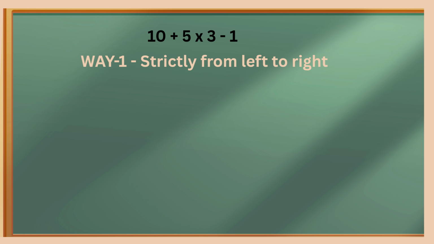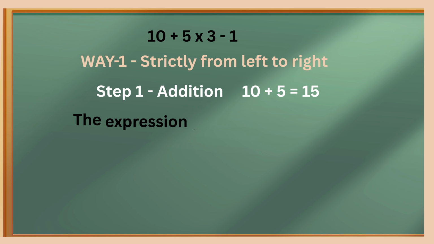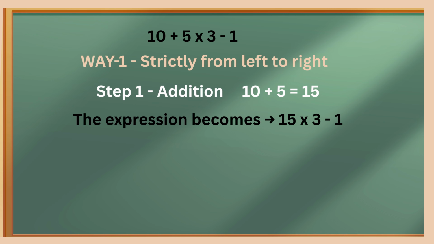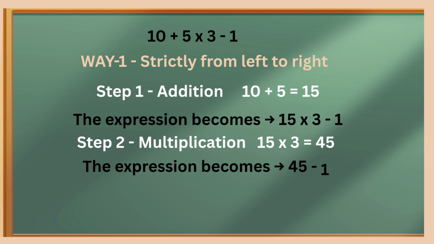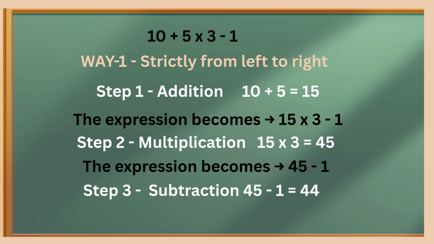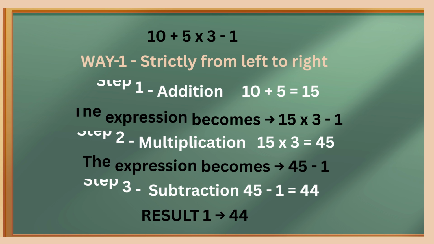If we solve the operations strictly from left to right, we will do addition first. 10 plus 5 equals 15. The expression becomes 15 into 3 minus 1. Next, multiplication: 15 into 3 equals 45. The expression becomes 45 minus 1. And finally, we will do subtraction. 45 minus 1 equals 44. So result 1 is 44.